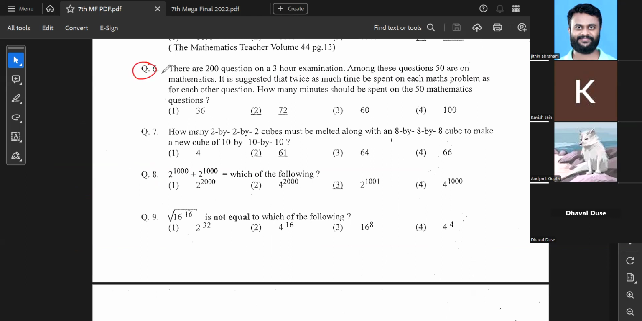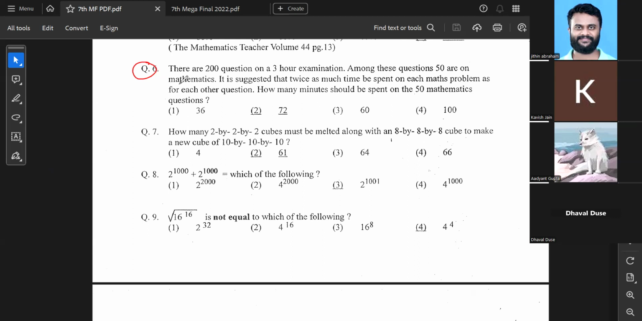Sixth question: there are 200 questions on a 3-hour examination. Among these, 50 questions are on mathematics. It is suggested that twice as much time be spent on each math problem as on each of the other questions. How many minutes should be spent on the 50 mathematics questions?